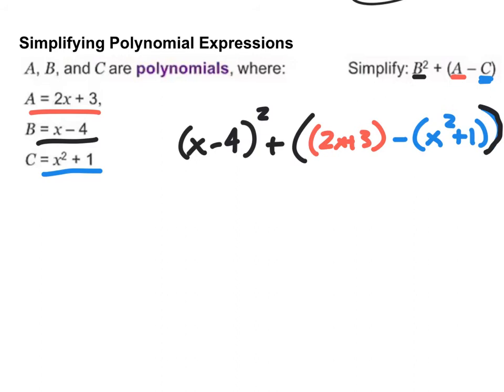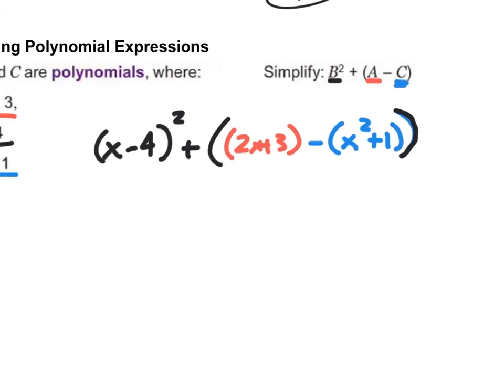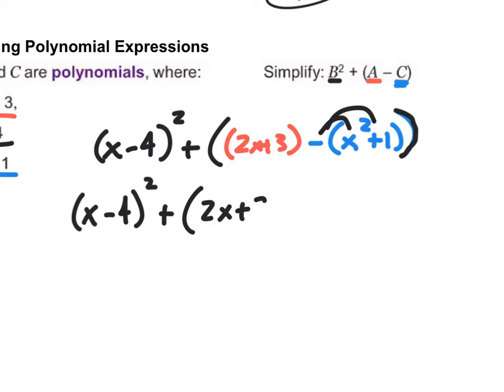All right, so now we want to evaluate this, okay? We've got this quantity squared plus the difference of these two quantities, all right? So let's do anything inside our parentheses first, okay? I can't do anything here. So I've got x minus 4. I'm going to leave that as squared right now. Now I can do some operations here. I can distribute this negative into that. So I've got this quantity. I'm going to do 2x plus 3, minus an x squared minus 1, okay?